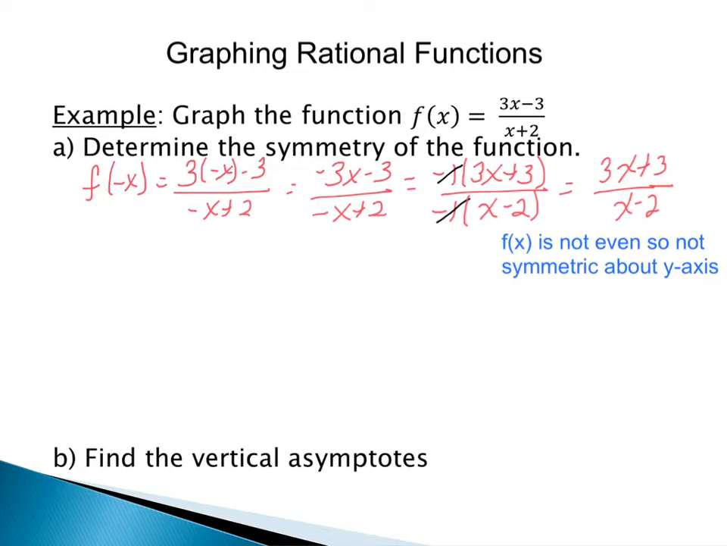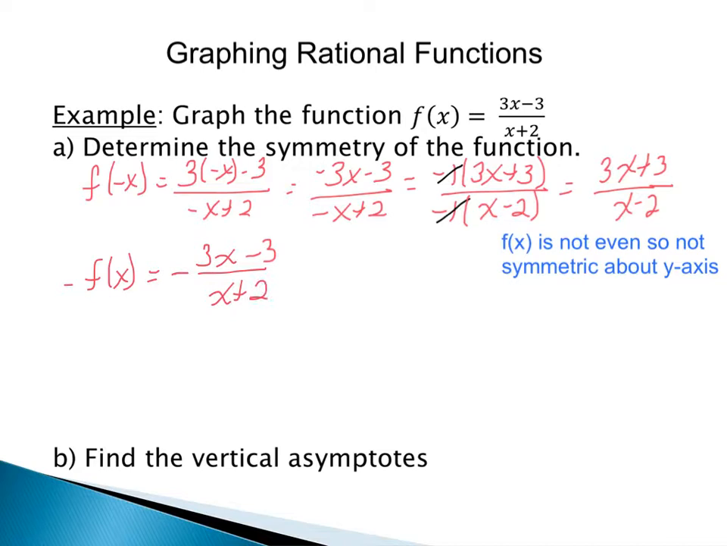Next, we determine if the function is odd, which means that it would be symmetric about the origin. The function is odd if f of negative x is equal to negative f of x. So we're going to keep what we have with that 3x plus 3 over x minus 2. We're going to look at that a little bit later. But what I do need to figure out is what negative f of x equals. With a rational function, that negative stays in front, at least in terms of the notation.